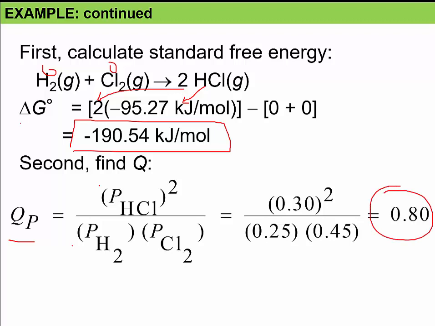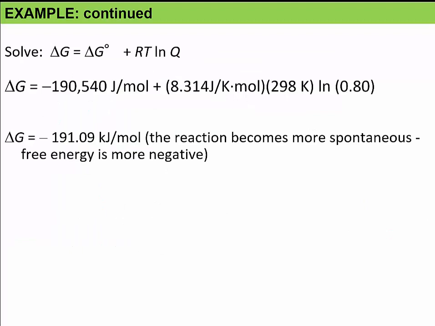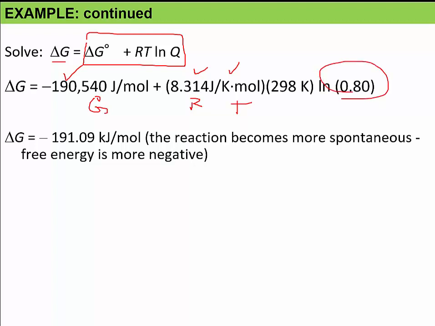So now we got a delta G naught. We got a Q. We're going to use our formula that says, all right, we're going to solve for delta G using delta G naught and RT ln Q. We knew our delta G naught. We got our R. We got our T. And then we've got our ln of 0.8. When we calculate it, we'll end up with minus 191 kilojoules per mole, and the reaction becomes more spontaneous. Our free energy is more negative.